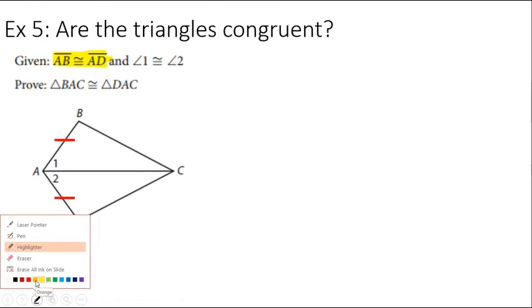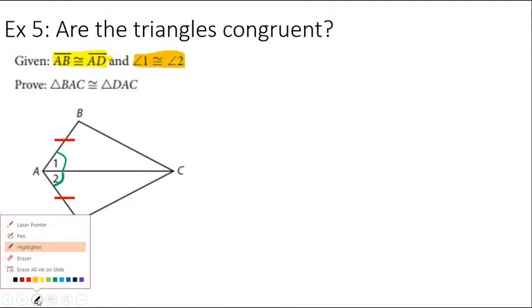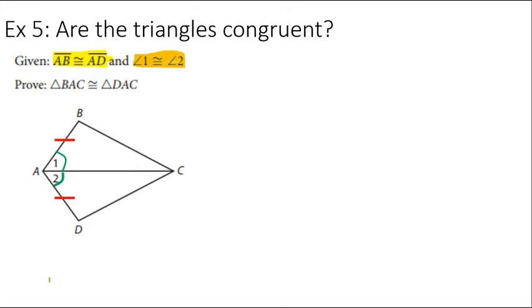Next thing they tell you is that angle 1 and angle 2 are congruent to each other. So we also want to mark that, angle 1 and angle 2. And if you keep looking at the triangle, you'll see that they both share a side. They share AC. So that means that's another side they both have that's corresponding and congruent to itself. So we also want to mark that, and we say AC is congruent to AC by the reflexive property.